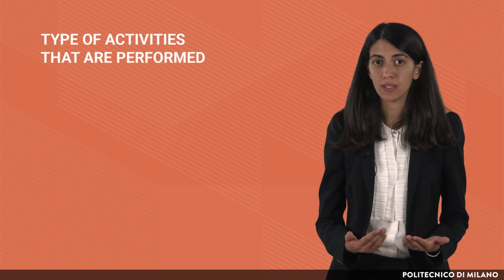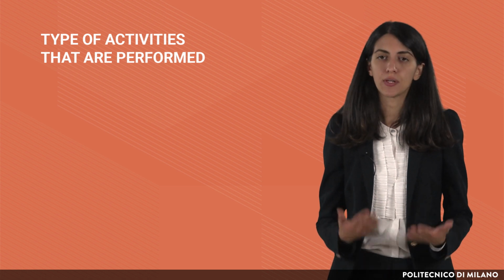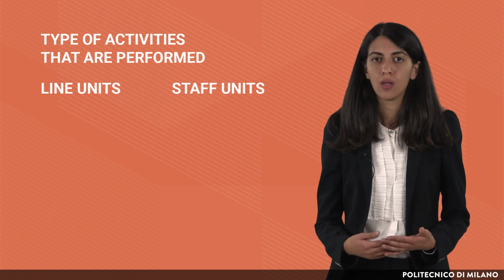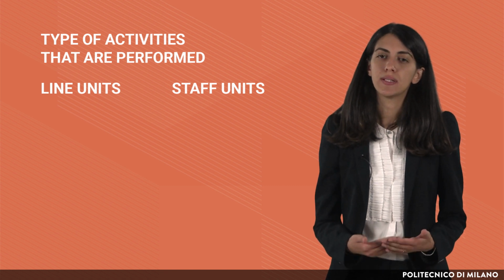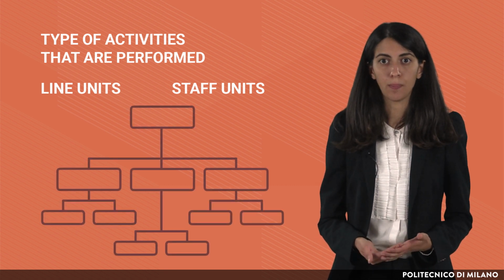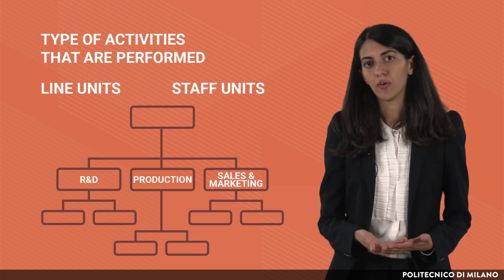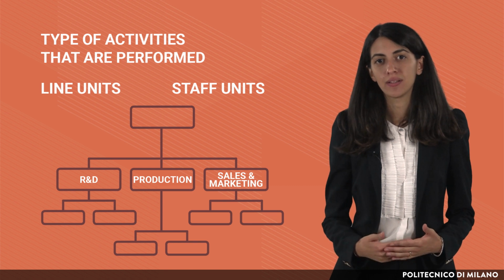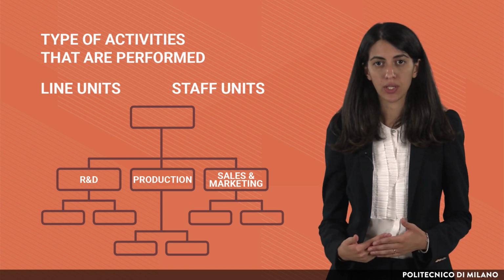Finally, another important distinction to cite is that organizational units are classified on the basis of the type of activities that are performed. In particular, we distinguish between line units and staff units. Line units are those units that deal with the core business of the company, such as production, R&D, sales and marketing. These units are placed along the hierarchical chain of the organizational chart.